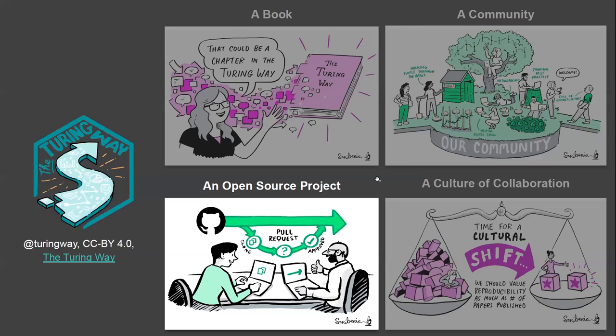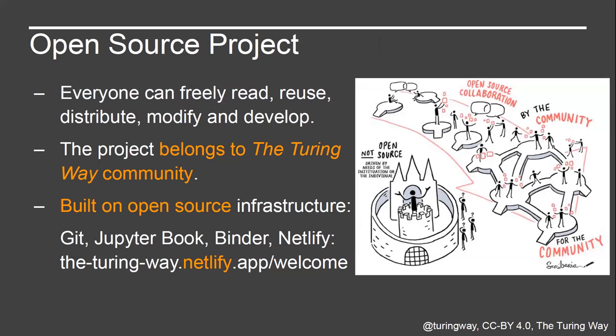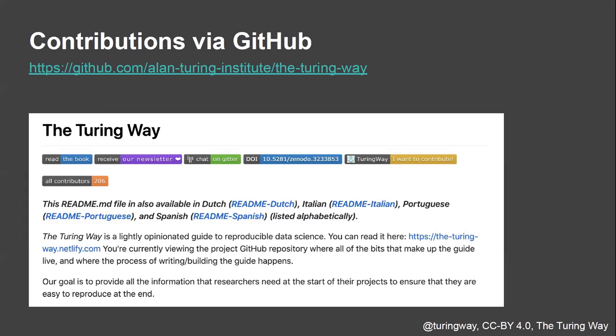And if not, you can contribute, because the Turing Way is an open source project. What that means is that anyone can freely read, reuse, distribute, modify, and develop any content that the Turing Way has. The project does not belong to a single person, but to the Turing Way community, and it's really facilitating collaboration. It's also built on open source infrastructure, so we're using Git, JupyterBook, Binder, and Netlify. If you go to our GitHub repository, which is where most of the contributions to the Turing Way take place, you'll see the README file, screenshotted in this slide. There you can find out more information about where to go to contribute and how to be a part of the community.